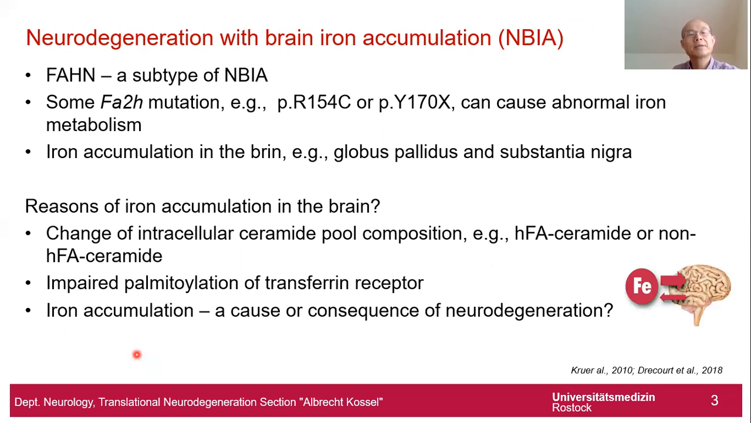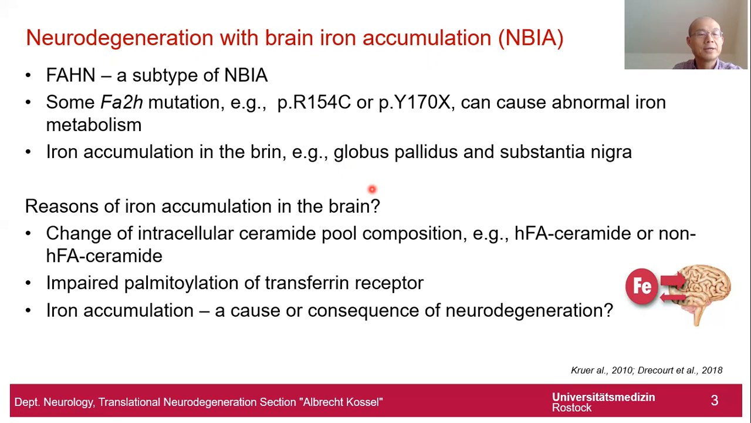FAHN is a subtype of NBIA. Some FA2H mutations, for example, these two types of mutation, can cause abnormal iron metabolism, resulting in iron accumulation in the brain, especially in the globus pallidus and the substantia nigra. The reason for the iron accumulation in the brain is still not so clear.